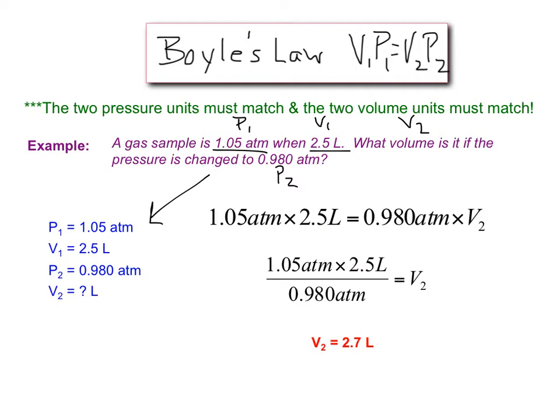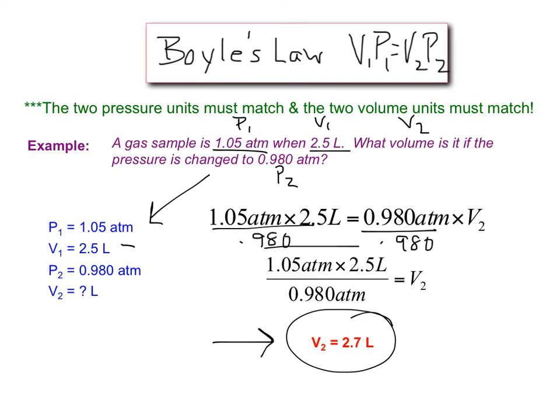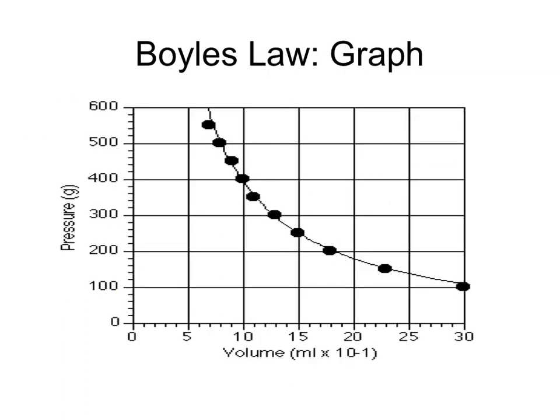And when we do that, we end up doing some quick algebra, and we get 2.7 liters. Notice that this value right here only has 2 sig figs, and that's why our answer goes to 2 sig figs as well. So we're multiplying 1.05 times 2.5, and then we're dividing both sides by 0.980 in order to get your answer, and that's what you see right here. A typical graph for Boyle's law would be one that you see on the screen.